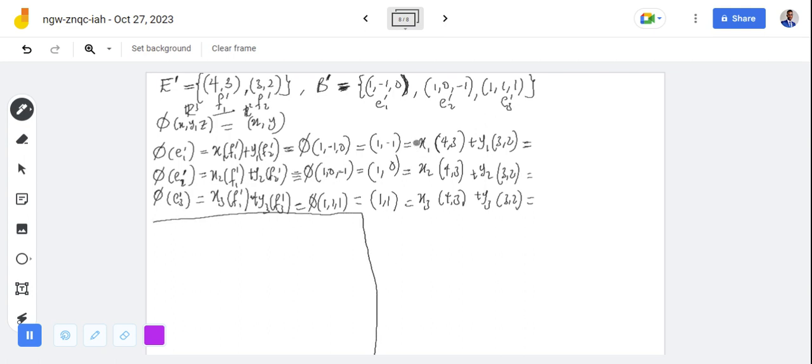So for this first row now, x1 times 4, that's 4x1. Then y1 times 3, that's plus 3y1 is equal to this first digit, 1. Second one, let's try the second one. x1 times 3, that's 3x1. Then plus 2 times y1, that's plus 2y1 is equal to this minus 1.